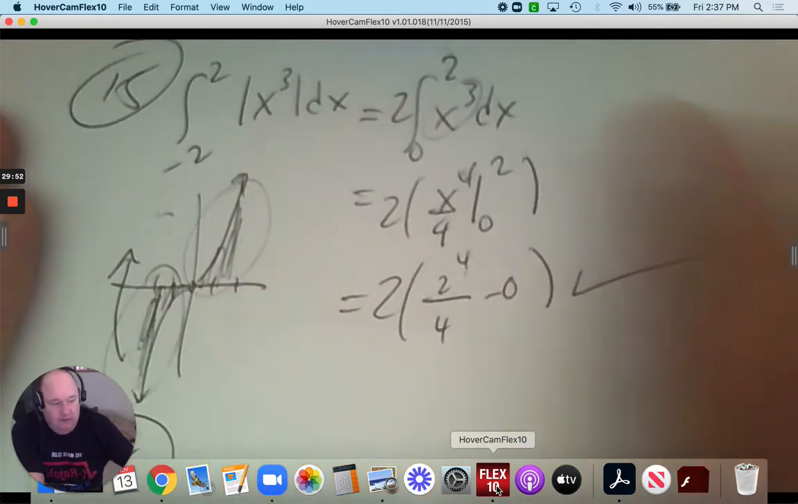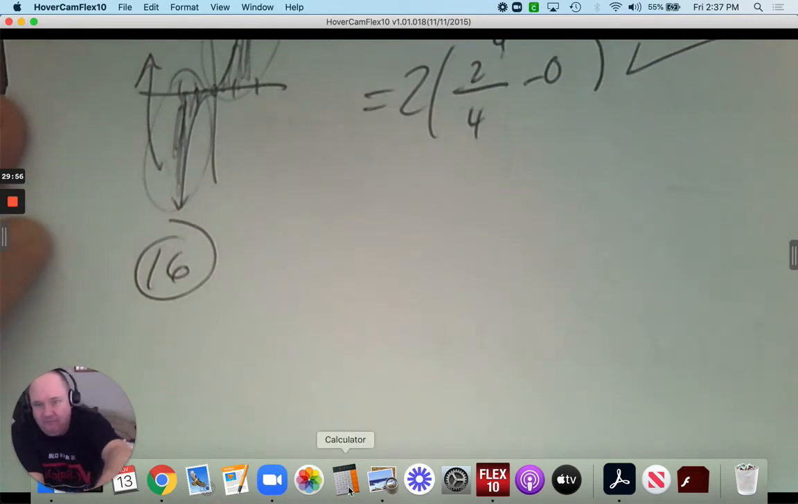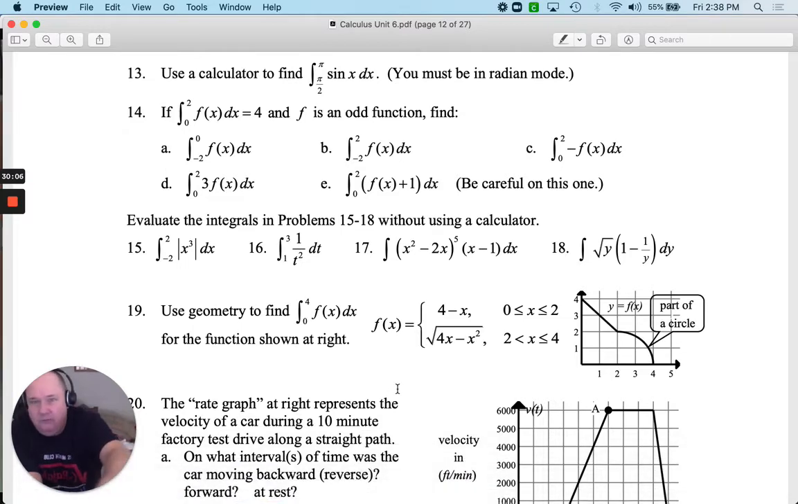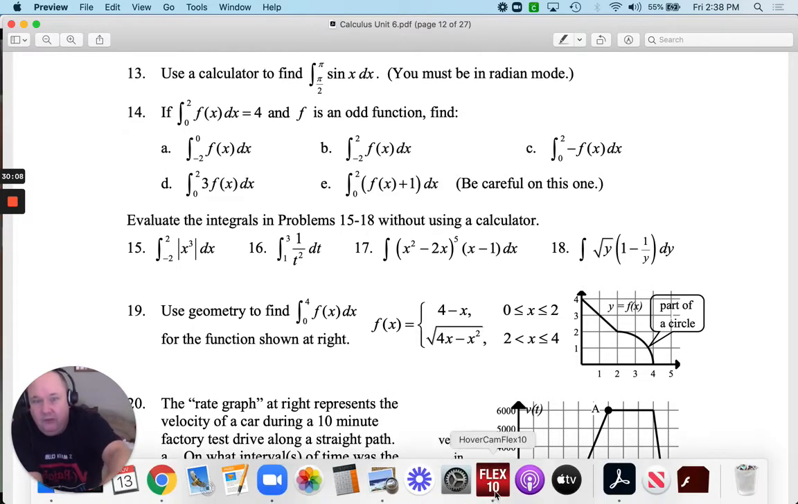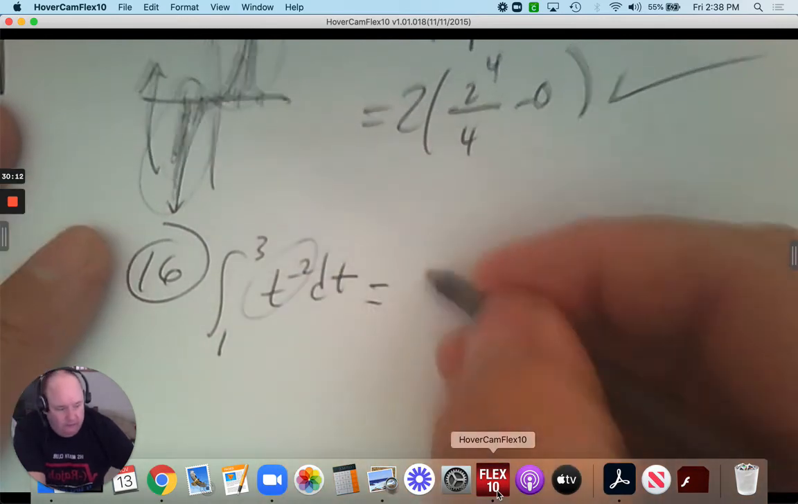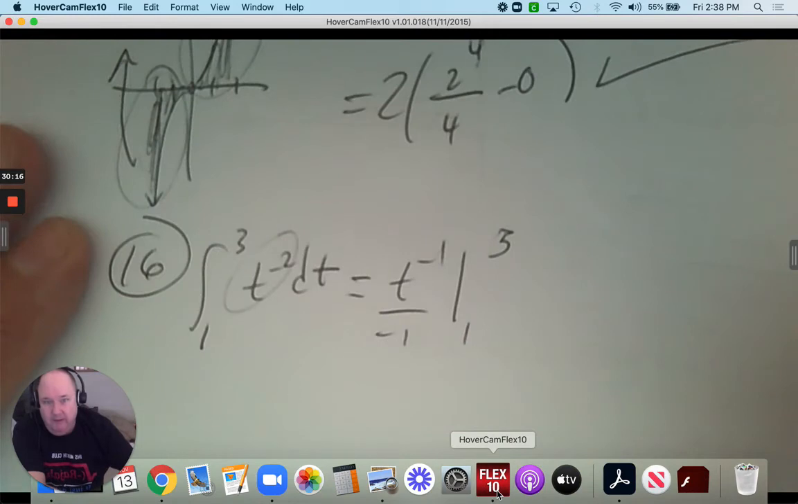Number 16. So I'm integrating from 1 to 3, 1 over t squared. So I'm going to write that as t to the negative 2. There's nothing tricky about this one. Just the antiderivative. So add 1 and divide, and we're integrating from 1 to 3.